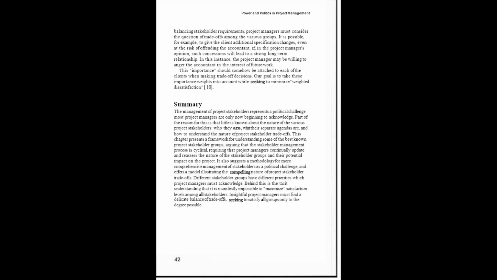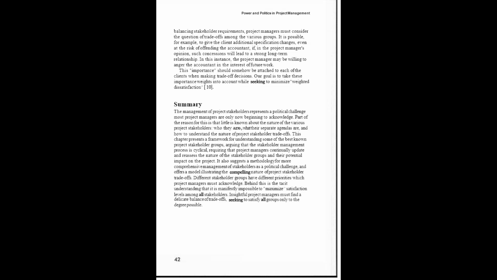This chapter presents a framework for understanding some of the best known project stakeholder groups, arguing that the stakeholder management process is cyclic, requiring project managers to continually update and reassess the nature of the stakeholder groups and their potential impact on the project. It also suggests a methodology for more comprehensive management of stakeholders as a political challenge, and offers a model illustrating the compelling nature of project stakeholder trade-offs.